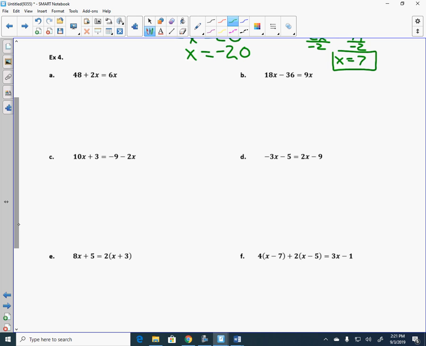What's different about letter A? It's got x's on both sides. Move the x's over to one side. 48 is equal to 4x. Divide by 4. 12 is x.